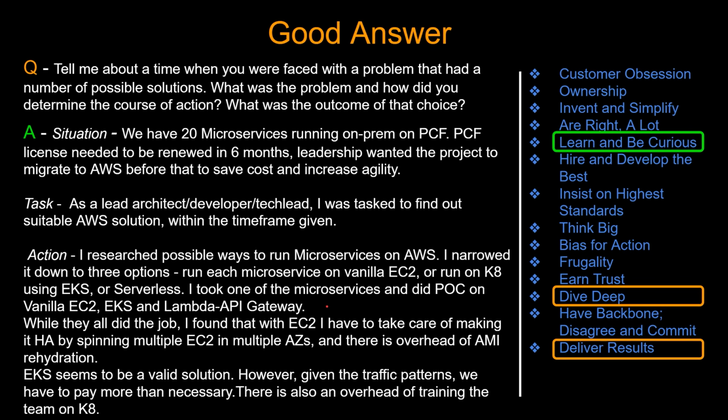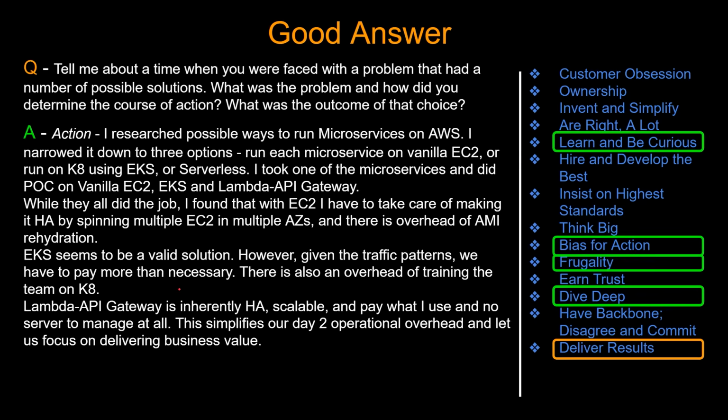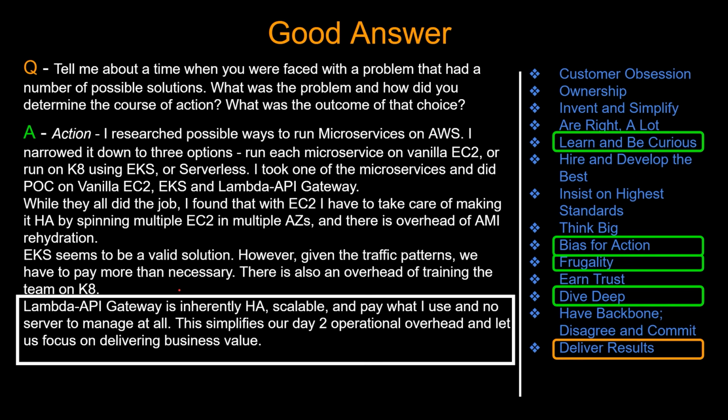Here, you earn some major points, right? Because you demonstrated that you can dive deep. Not only did you do the POC, but you actually found out the pros and cons of each solution. You also said you did the proof of concept, so you showed bias for action. What else? You also mentioned with Kubernetes, you have to pay more than necessary, so you are thinking about cost effectiveness. You also touched upon the frugality LP. So we continue our answer on the next page.